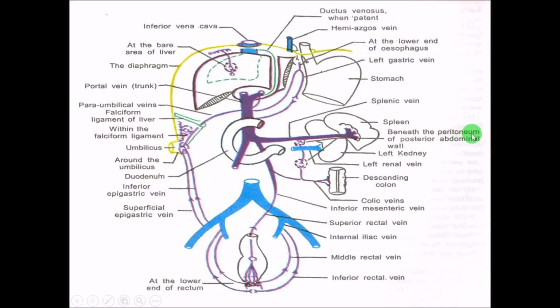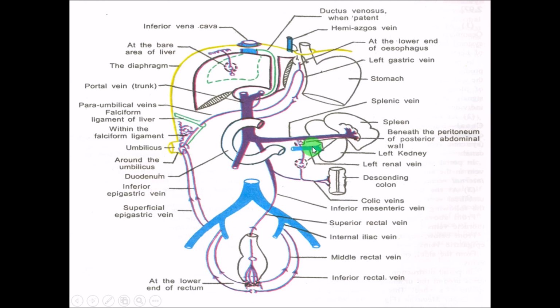This picture shows all the portacaval anastomosis, especially to show the anastomosis behind the peritoneum between the left renal vein and the splenic vein. You can see here the blue colored structure, this is the left renal vein. Blue in this picture will be the systemic veins, and the dark blue or purple will be the portacaval veins, okay, portal veins and their tributaries.